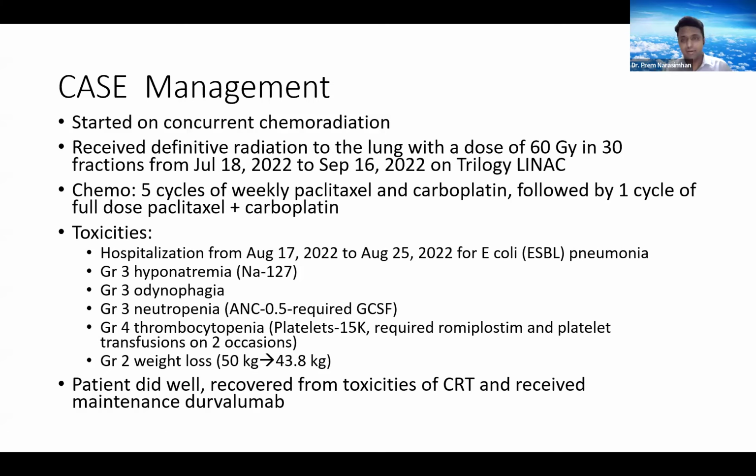So again, when we actually assess, I think the biggest point here would have been intervention, maybe simultaneous, for nutrition. And of course, although it looks quite horrific, all the side effects which might have happened, ultimately the patient did recover and is getting the maintenance therapy.